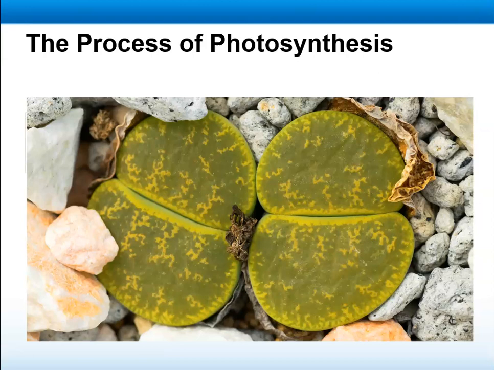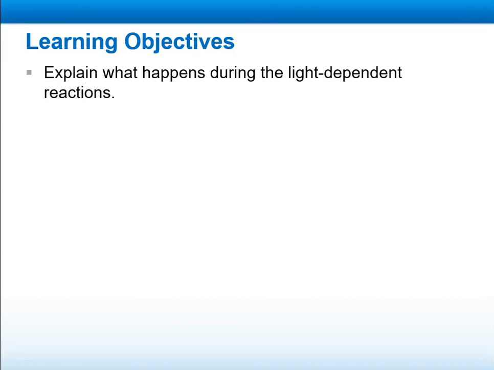What are those different steps that take the photosynthetic organism from taking in the reactants, again, carbon dioxide and water, taking in the light energy, and turning those components into those high energy sugars and oxygen? In order to do so, we're going to explain what actually happens during the light-dependent reactions.